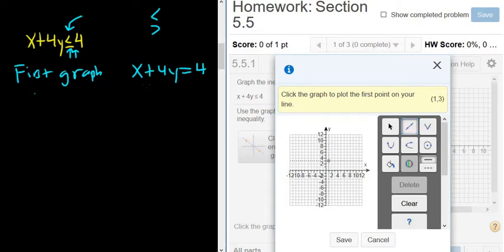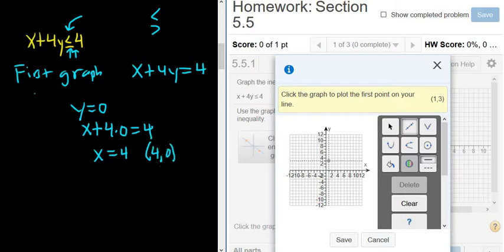To find a point on the line, all we have to do is plug in a nice number. For example, let's plug in y equals 0. When y equals 0, we get x plus 4 times 0 equals 4. So we get x equals 4. So one of our points will be 4, 0.